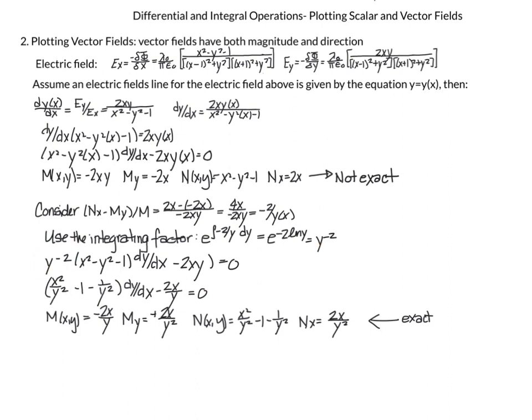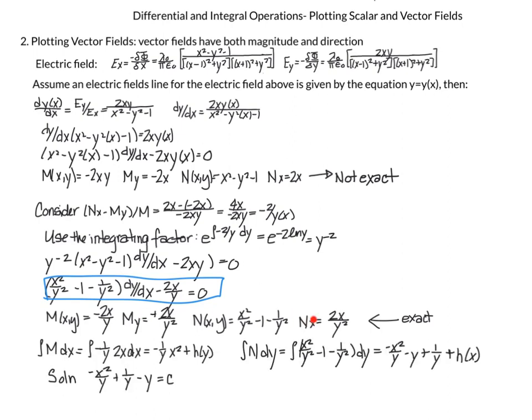And this is the new equation we get, so I'm going to box it in blue. If we look at our m of xy, that's equal to minus 2x over y. Taking the derivative with respect to y, that'll be 2x over y squared. We look at n of xy, take the derivative with respect to x, and we see that's 2x over y squared. So now this equation is an exact equation, and we can apply our formulas from the exact equations.